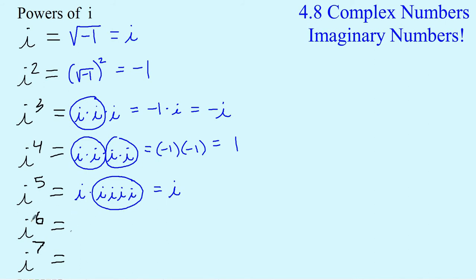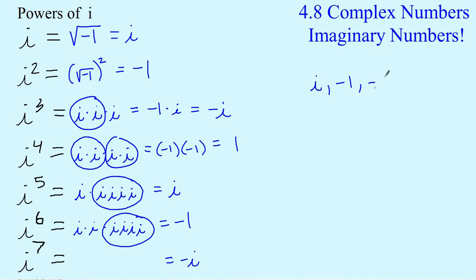So now I have i to the sixth. That's two i's with 4 grouped together. So 2 i's together make -1. And now we're starting to see the pattern emerge. We get i, -1, -i, 1. i, -1, -i, 1. i to the eighth would be 1. So basically, there is a pattern. It always follows i, -1, -i, 1, and then it starts repeating.